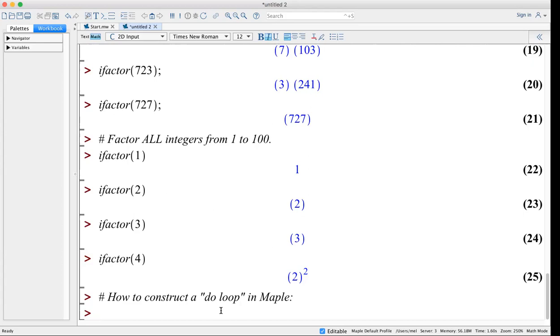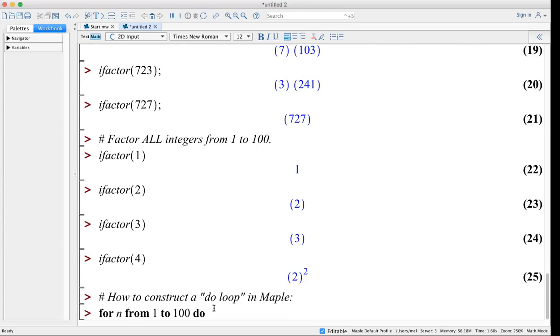The first is the word for. And you notice it appears in boldface. A reserved word in Maple will show up in boldface. And what we want to do is factor every integer n from 1 to 100. So for n from 1 to 100 do. So you notice the words in boldface are for, from, to, and do.